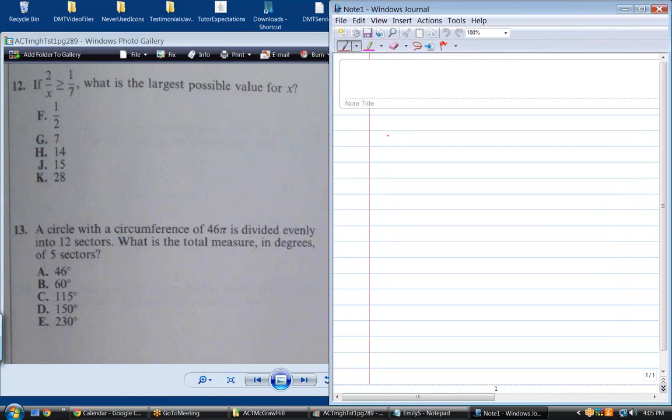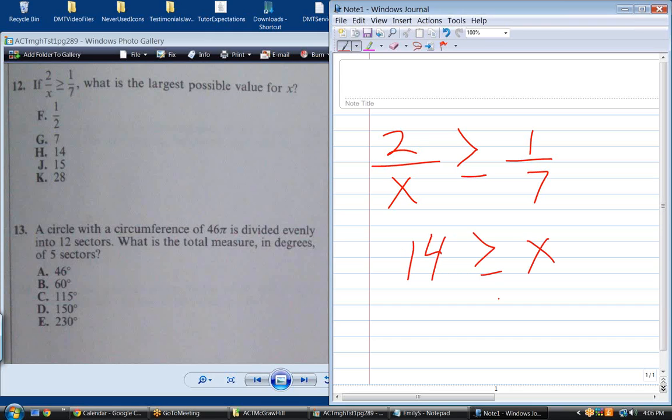First of all, if I want to think about solving this algebraically, there's a problem. If I were to cross multiply, that would give me 14 is greater than or equal to x, right? Yes. Problem is, x is a variable, and I don't know if x is positive or negative. Whenever it's negative, I'm going to have to switch the direction of that sign.